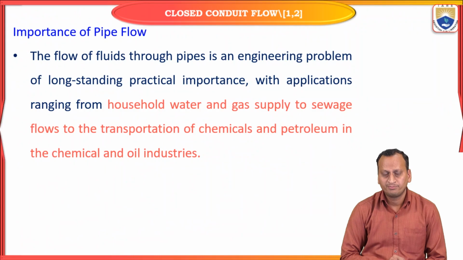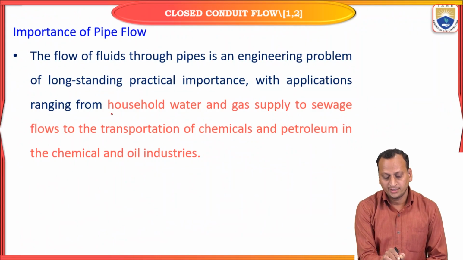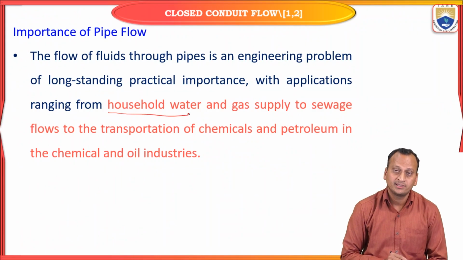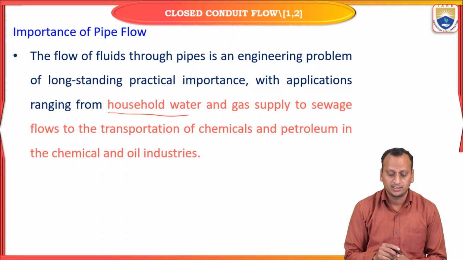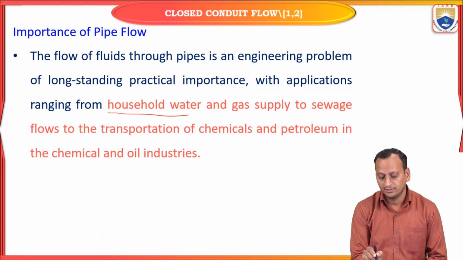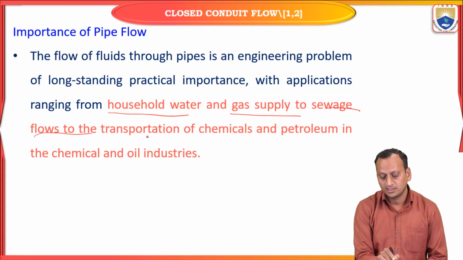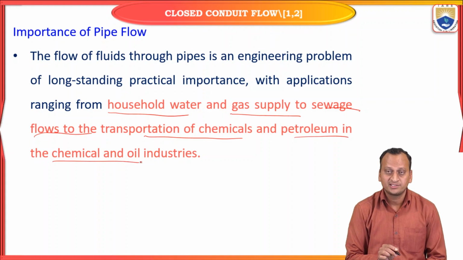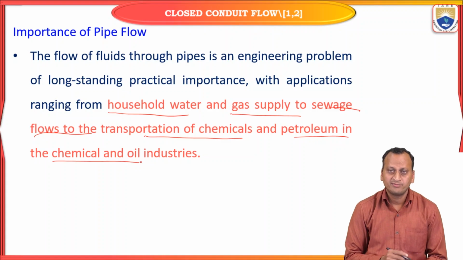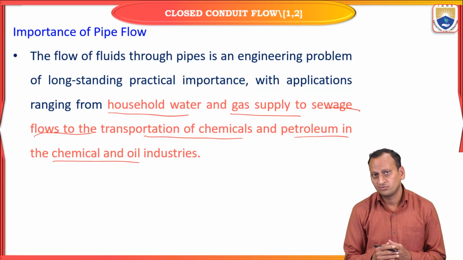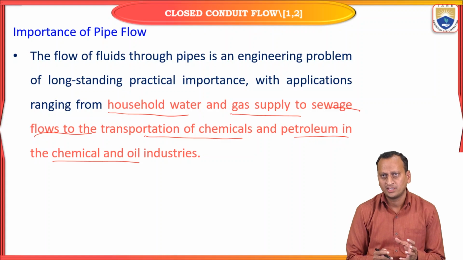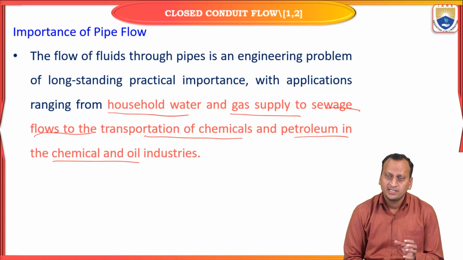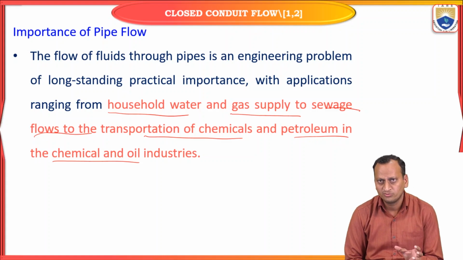So the importance of a pipe is generally observed in household water supply applications, in gas supply also, and then sewage flows, the transportation of chemicals, then petroleum and chemical industries. In a lot of industries, where the flow of a chemical or any liquid or any gas is required to be transported from one point to another point, there is definitely a requirement of a pipe.